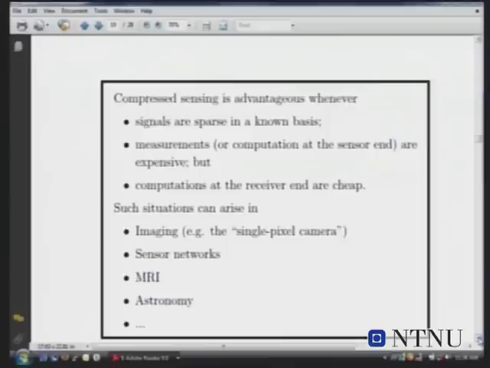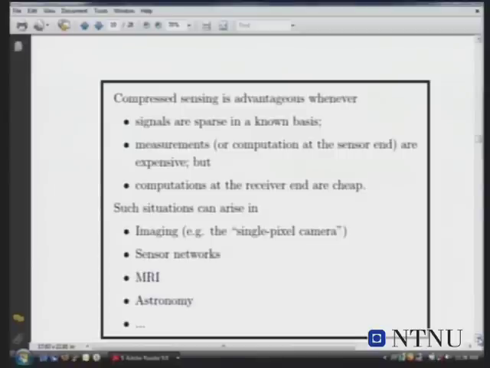So this is the type of situation where compressed sensing is good. Compressed sensing is a win whenever you have three requirements. First, your signal needs to be somehow sparse, or have structure so that it can be compressed. It is not arbitrary data; it is data of a certain form.